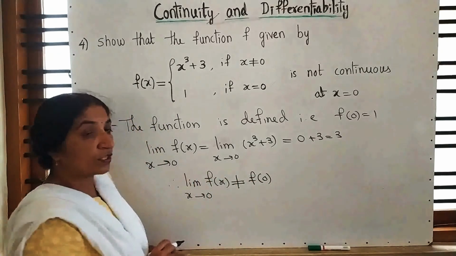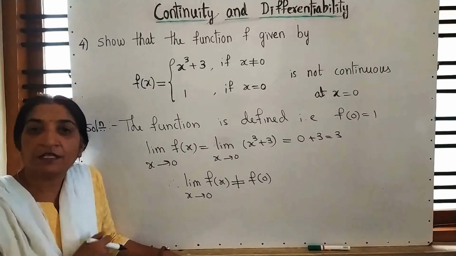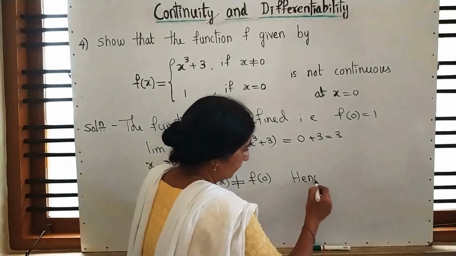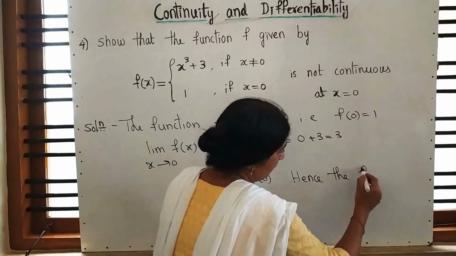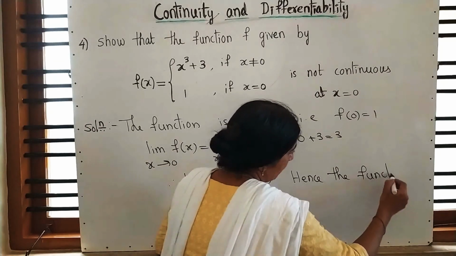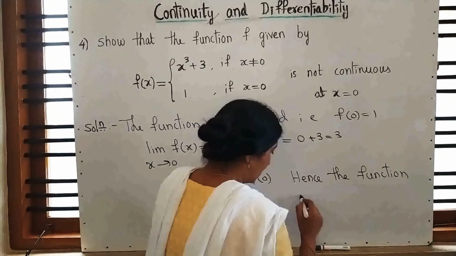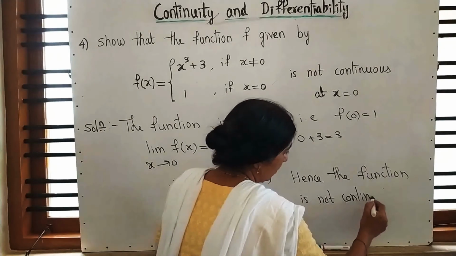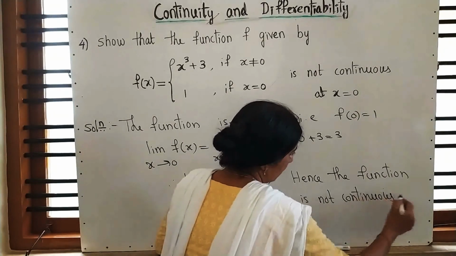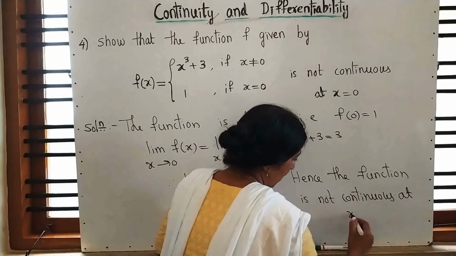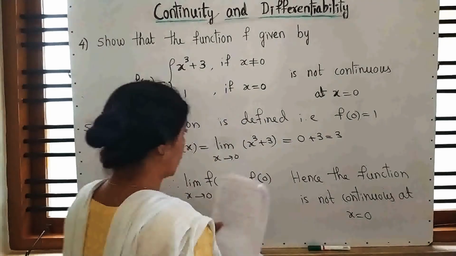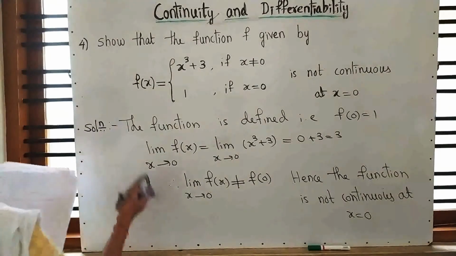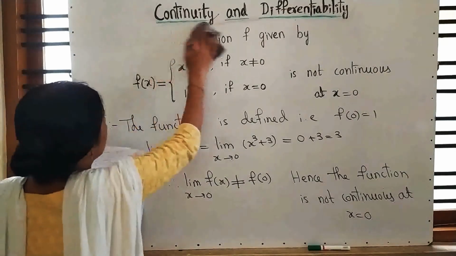If this is not satisfied, what is your conclusion? The function is not continuous. Hence, the function is not continuous at x equal to 0. Understood? See, now I will start with exercise 5.1 in the NCERT textbook.